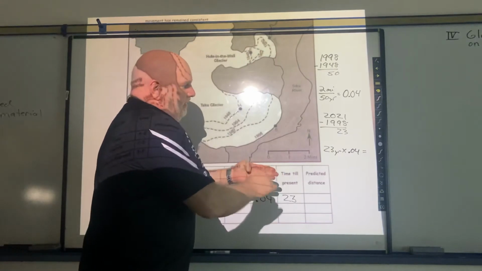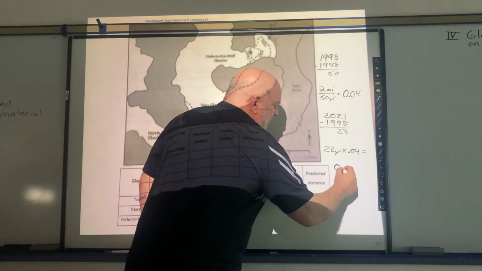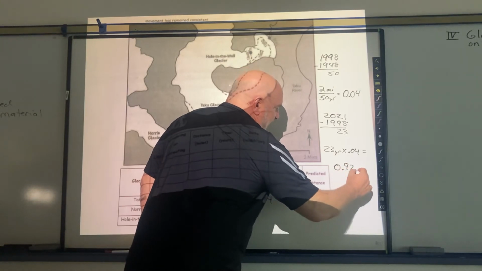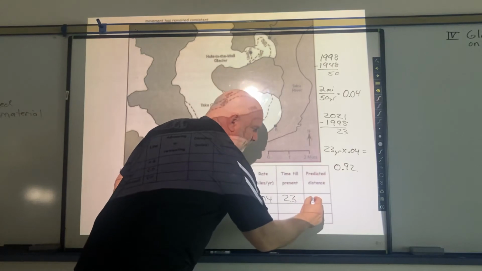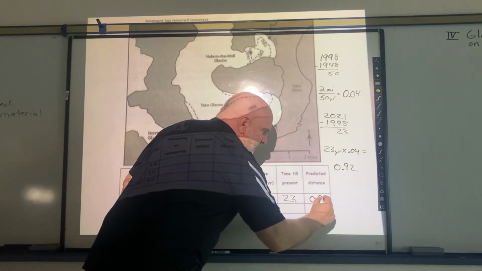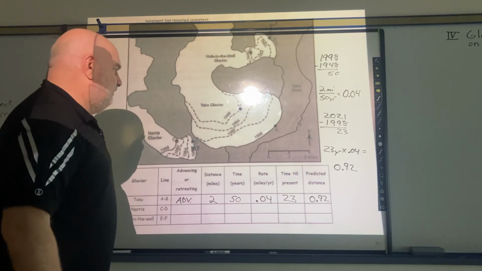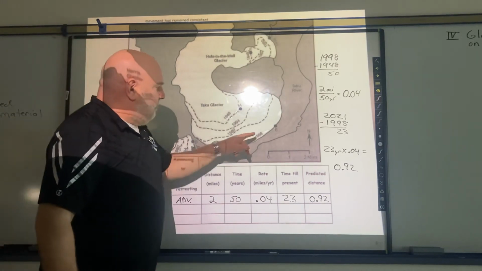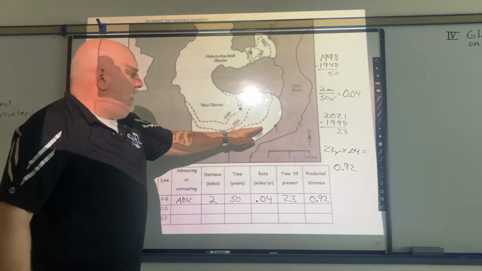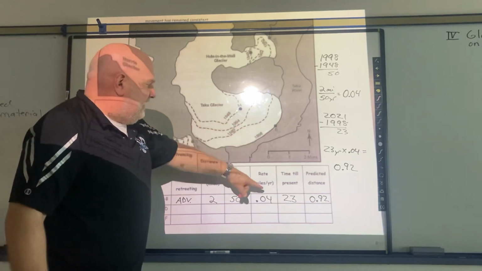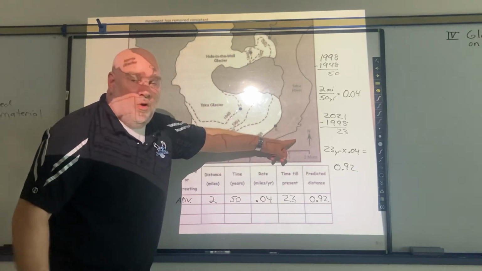and times that by the rate of 0.04. So 23 times 0.04 works out to be 0.92, and that distance would be in miles. What that would mean is that if this glacier kept on advancing at that same rate, this glacier would now be 0.9 miles over here someplace.